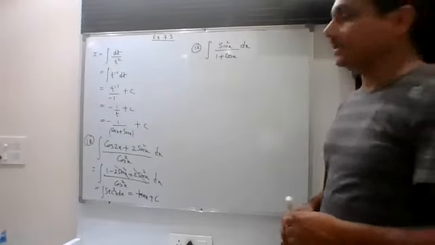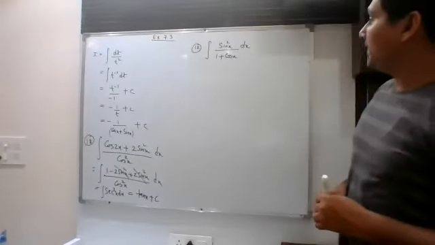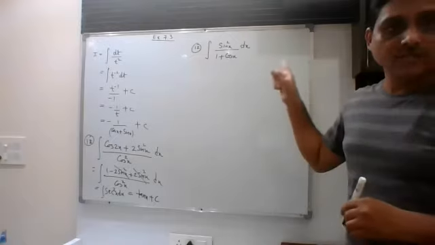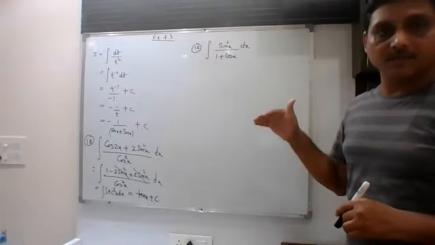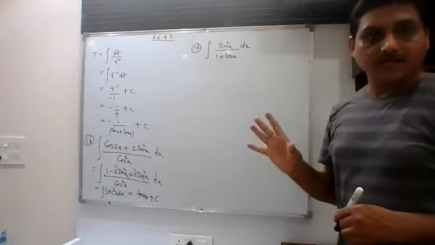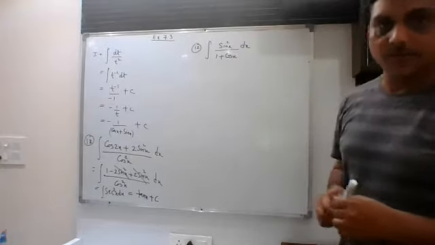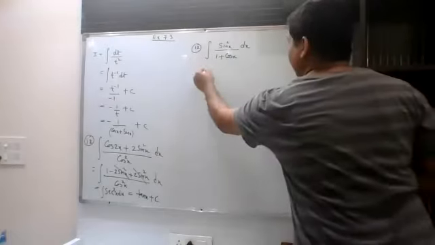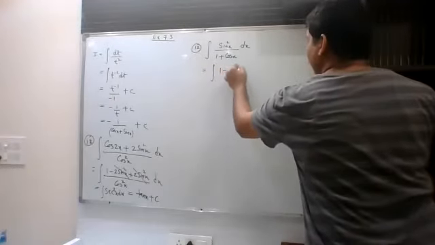Okay, so after this, let us start with this 12th question. This is sine square x upon 1 plus cos x. Now, sine square x can be written as 1 minus cos square x. First step is, you can write this as 1 minus cos square x.